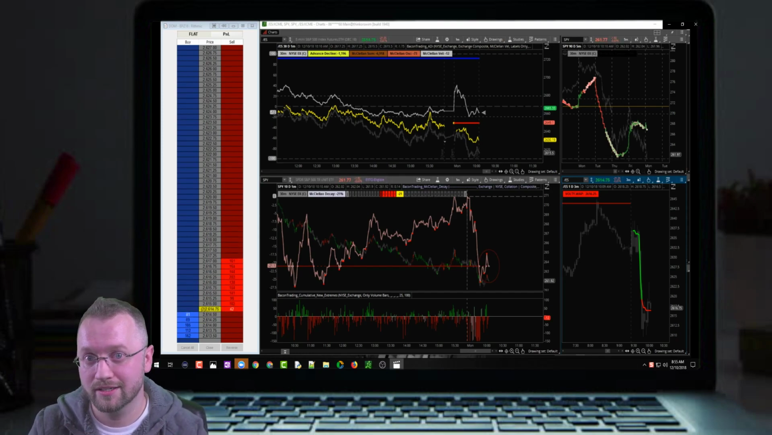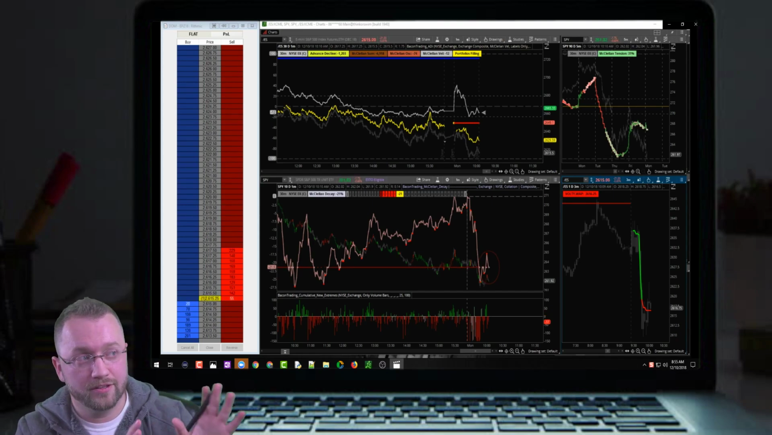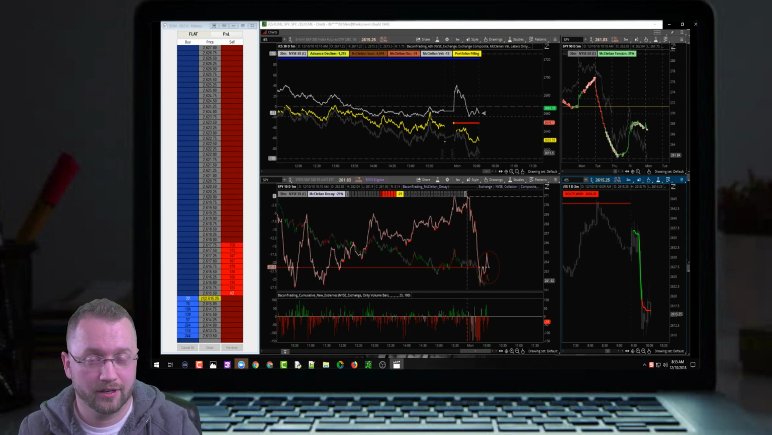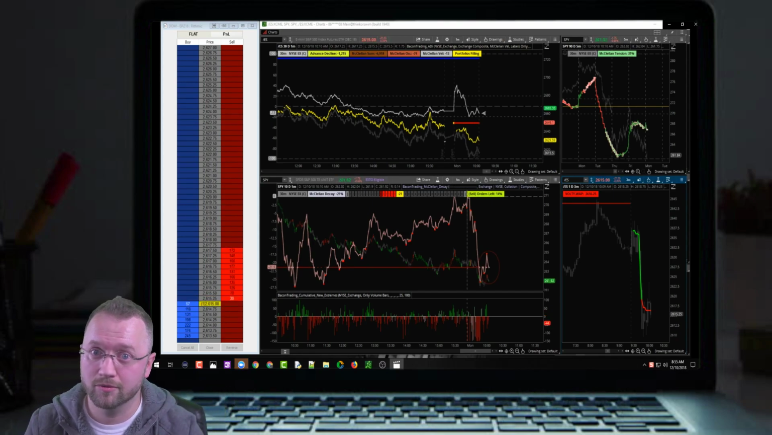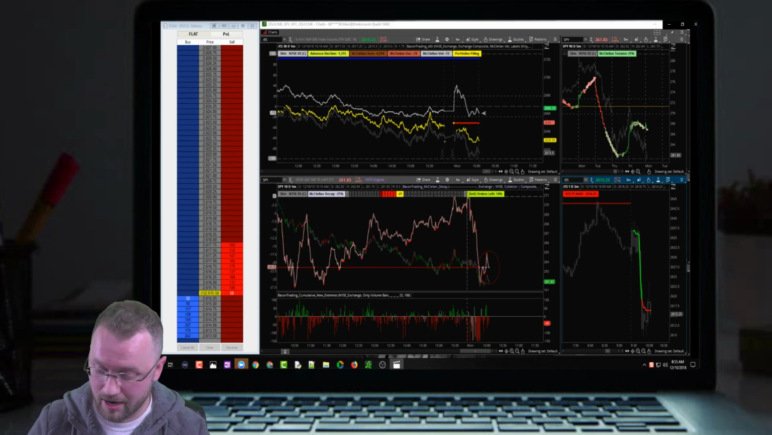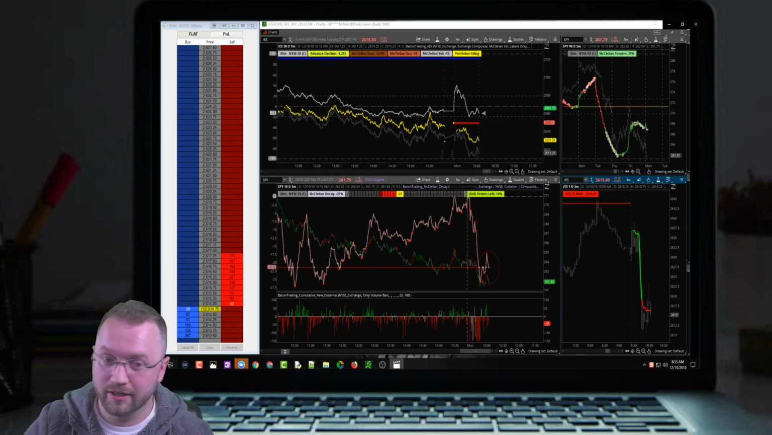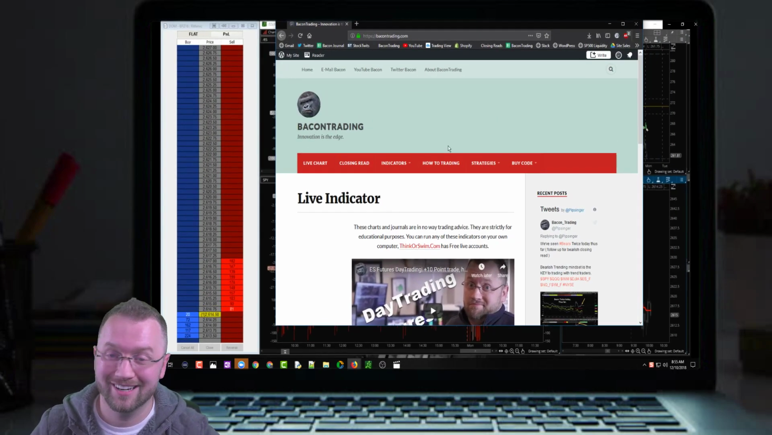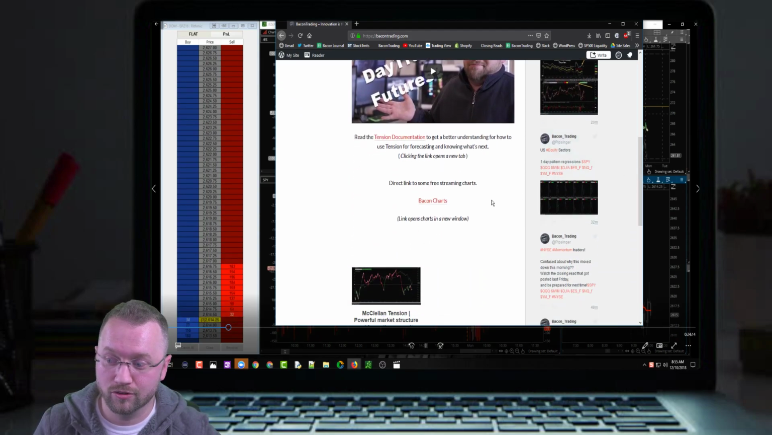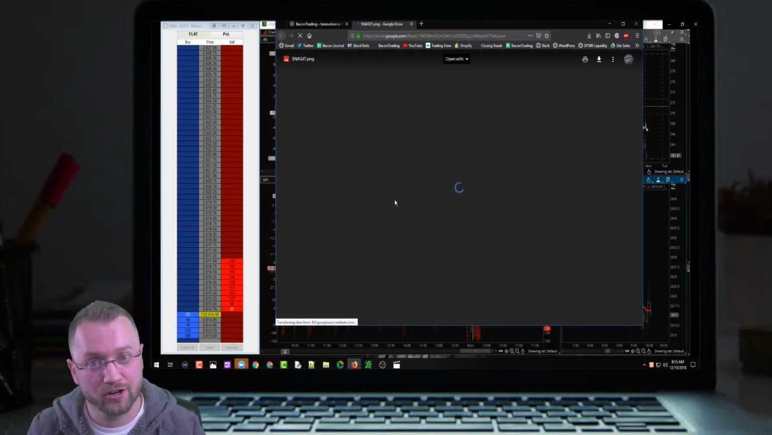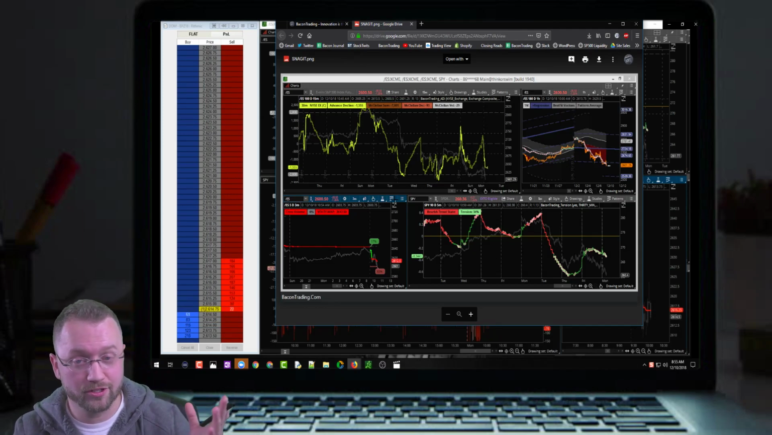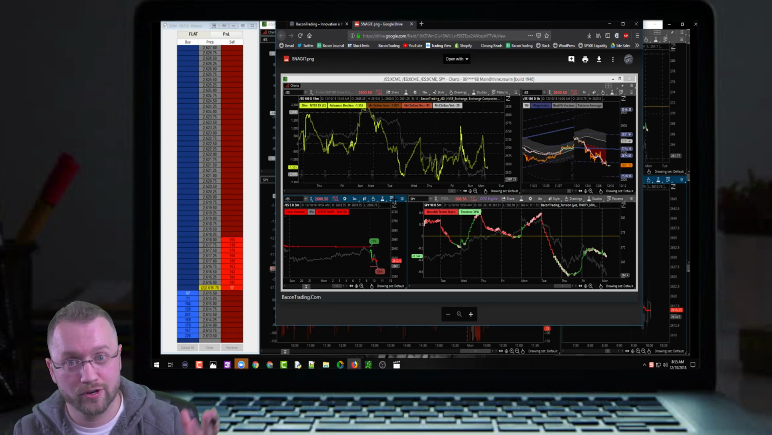Now before we get into this, these charts can look very confusing. There are a couple of them that are available to you and some resources that I really want you guys to know about. So if you'll head over to BaconTrading.com, go to the live charts, scroll down, click Bacon Charts. Some of the charts you can find here are streaming and they update in real time.